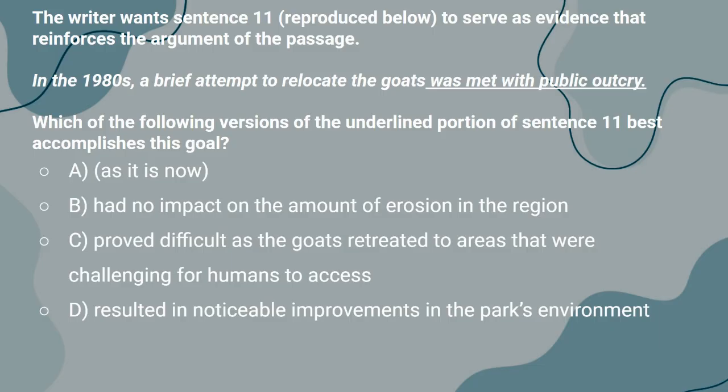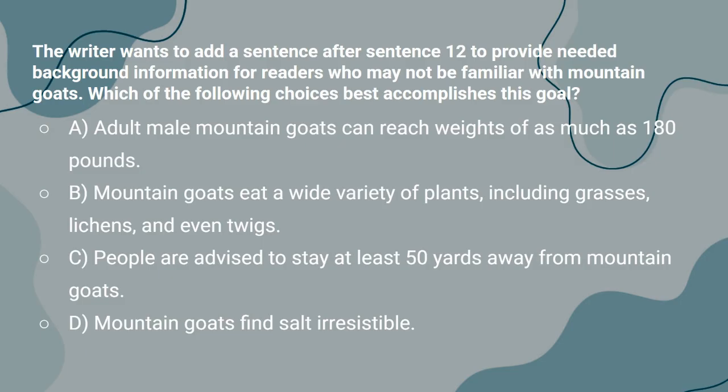So D, resulted in noticeable improvements in the park's environment. As we read in the passage, it does help. The goats were harming the environment. So noticeable improvements, I think the word improvements alone should cue you that the answer is answer D.